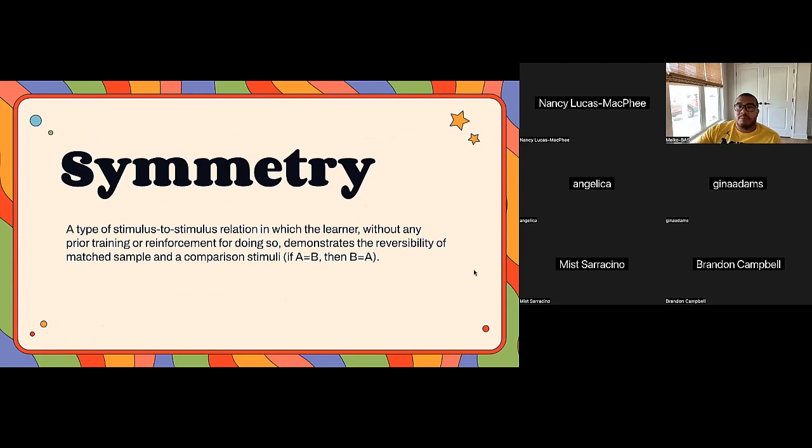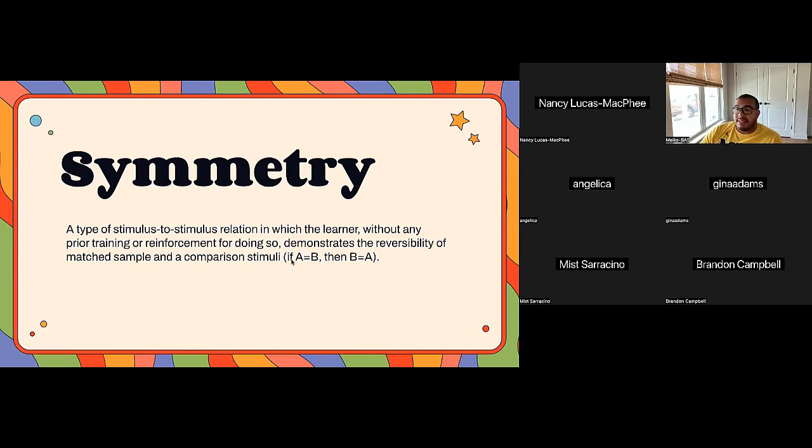I'm going to teach you something probably you've been taught wrong right now. But again, I'm using the textbook definition. Symmetry, a stimulus to stimulus relation in which the learner, without any prior training or reinforcement, demonstrates the reversibility. That's a key word. The reversibility of a matched sample and a comparison sample. Matched sample, comparison are important too. Matched sample tells us we were trained. Comparison tells us it's a second stimulus.